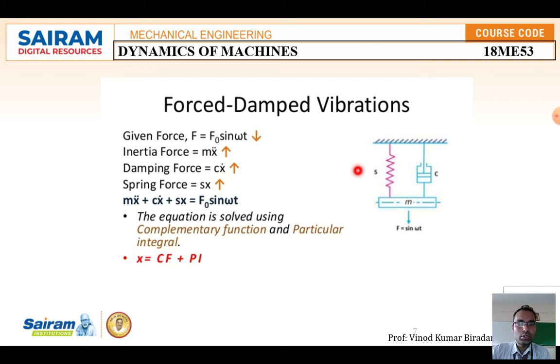Because of the mass, an inertia force will be there, equal to m x double dot, acting in the upward direction. Next is the damping force. Look at the diagram: because of the damping, one force acts in the upward direction, the damping force equal to C x dot. One more, the spring force, also acts in the upward direction, equal to k x. So these four forces act on this particular element or mass: m x double dot, c x dot, and k x. Normally the spring is denoted by k, but I used s here.